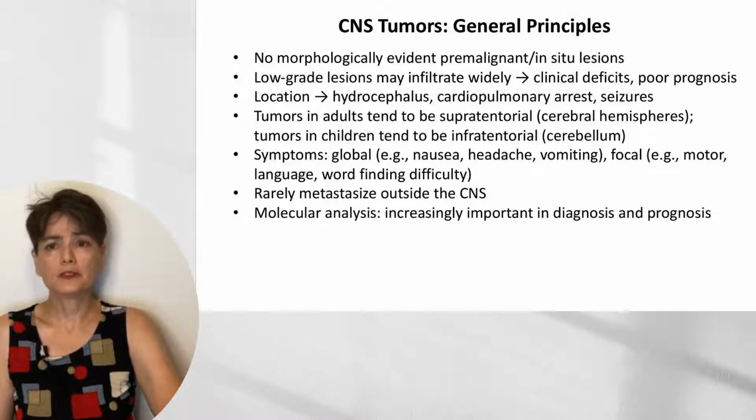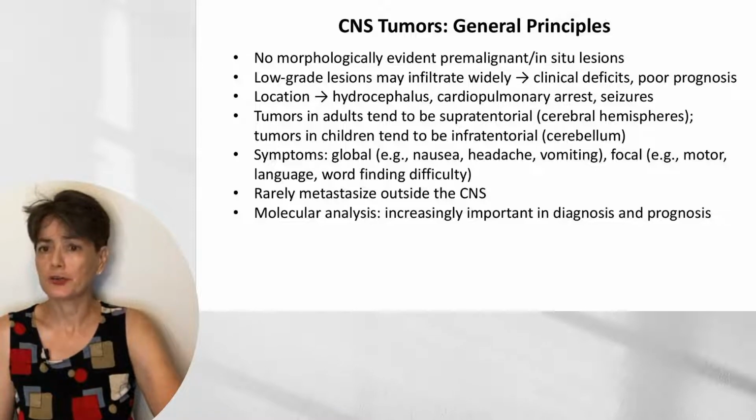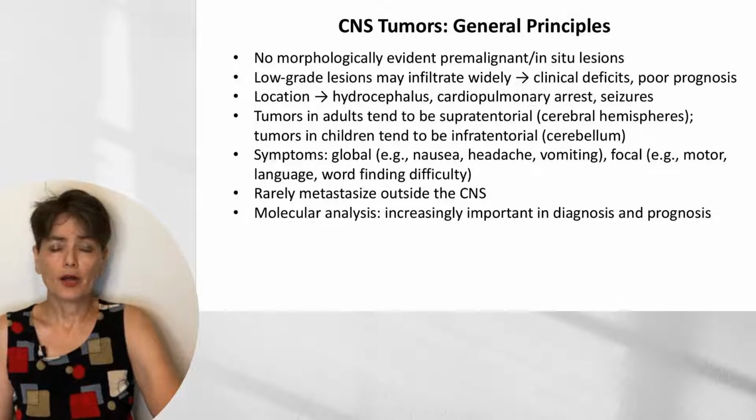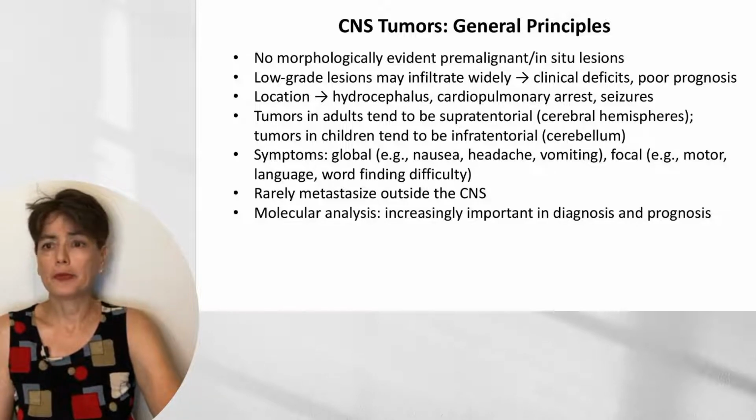Location of the tumor is critical for central nervous system tumors, not only for prognosis, but also for causing symptoms. So for example, tumors that obstruct the flow of the cerebrospinal fluid will result in pressure hydrocephalus. If they arise in the brainstem, we can get cardiopulmonary arrest, and lesions can also present as seizures.